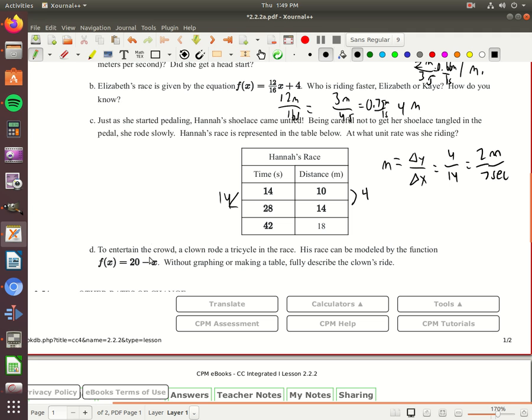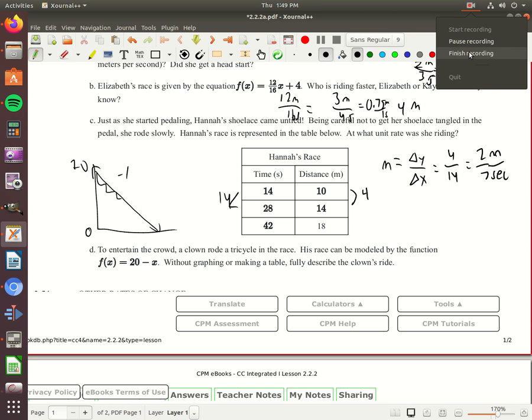So, I know they told me not to graph, but what it looks like is the clown is riding backwards. He started at the end line, and he's riding to the starting line. He's a crazy clown, right? So if we just look at that, you can see that's what's happening. His distance is 20, and it's going down 1 over 1 back to the starting line, so that his distance is 0. So it takes him 20 seconds to ride backwards through the entire race. That was 222 part 1.